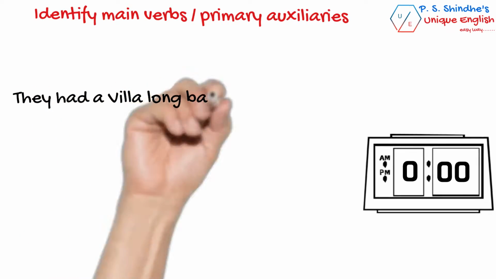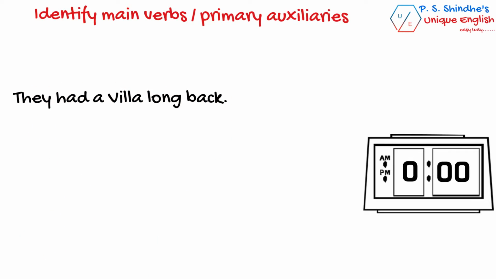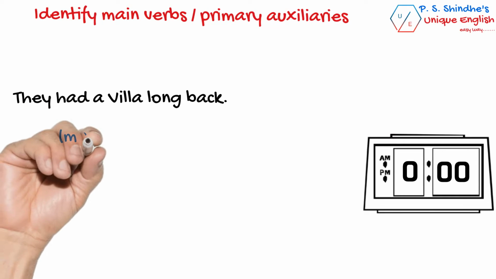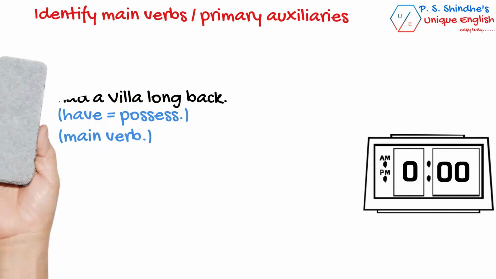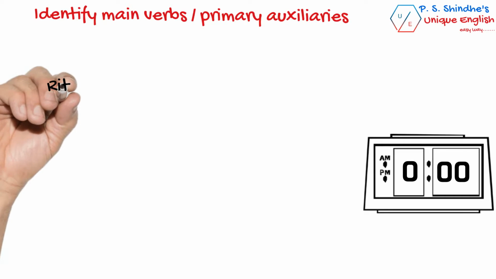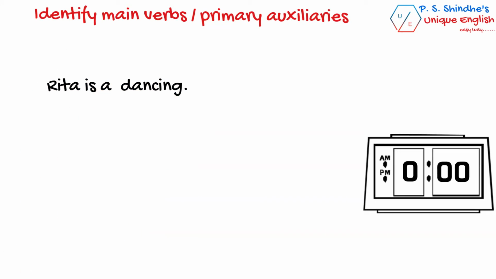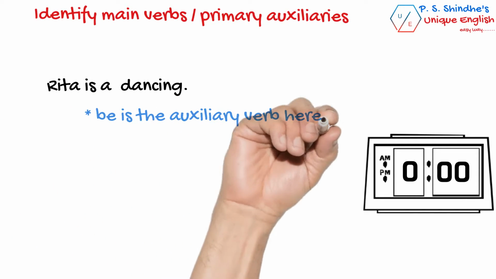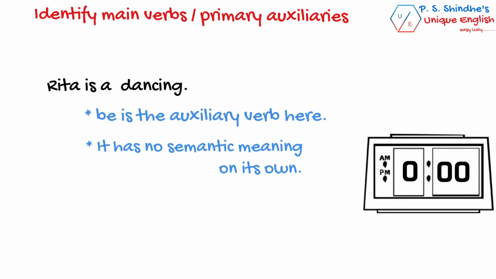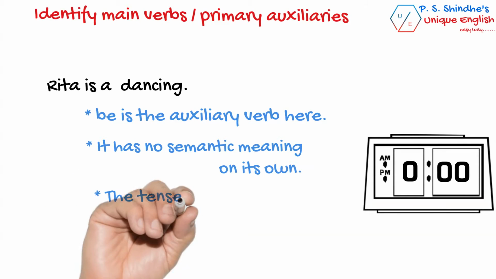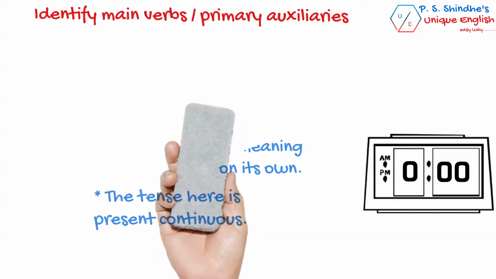They had a villa long back. Have is the main verb. Have here means possess. Rita is dancing. Be is functioning as an auxiliary verb here. It has no semantic meaning on its own. It just shows the time reference. The tense here is present continuous.